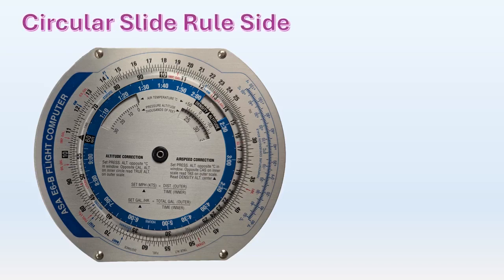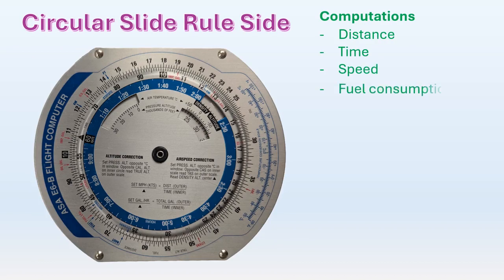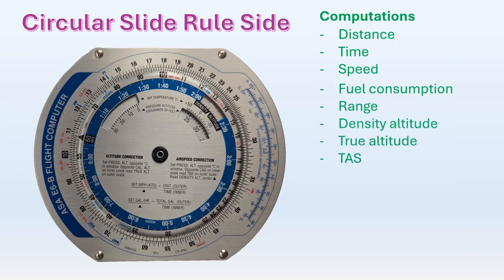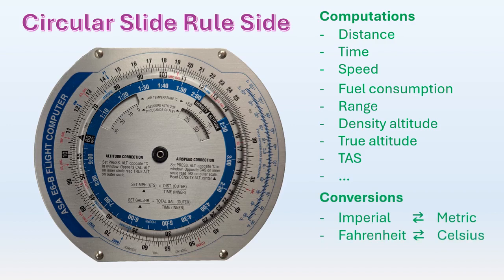The circular slide rule side of the E6B flight computer is a versatile tool capable of performing various calculations essential for aviation, as well as conversions between different measurement systems. We will not cover all its functionalities because ForeFlight offers a much more superior alternative. However, understanding some basic functions of the E6B remains crucial, especially for preparing for the written test.